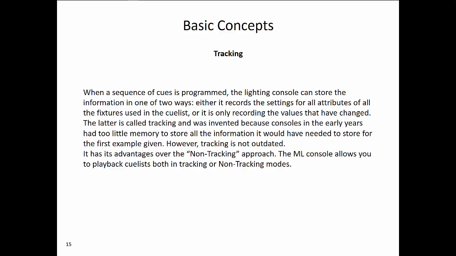Tracking. When a sequence of cues is programmed, the lighting console can store the information in one of two ways. Either it records the settings for all attributes of all the fixtures used in the cue list, or it is only recording the values that have changed. The latter is called tracking and was invented because consoles in the early years had too little memory to store all the information it would have needed to store for the first example given.